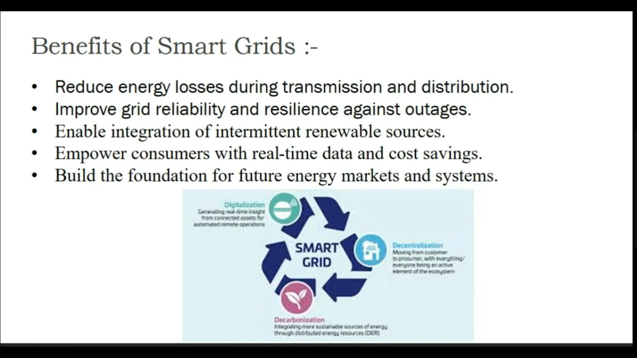It gives us a provision for adding more renewable sources. And it empowers the customers to use real-time data and cost savings. It also builds the fundamentals of future energy markets and systems, because in future it is going to be totally dependent on smart grids, because we all know electric vehicles are already on the roads, and as per the Indian government's view, by 2030 we are going to have 30% of all the vehicles, be it a heavy truck or any of that particular sort, or two-wheelers, three-wheelers, 30% of it is going to be electric vehicles. So in that particular case, we need more amount of energy, where smart grids would be the only option which has to be taken up.